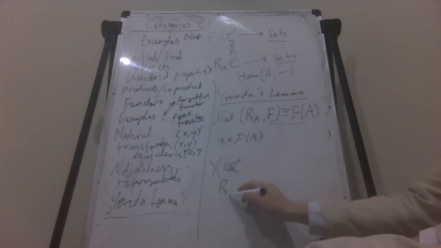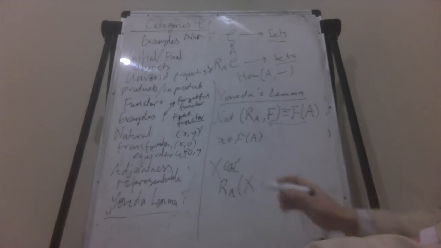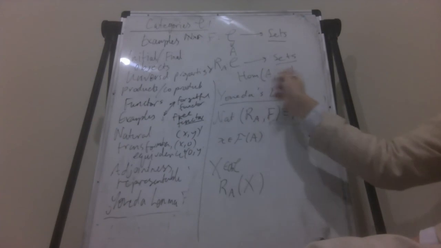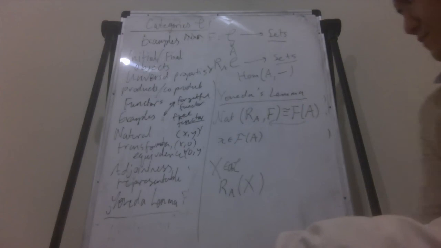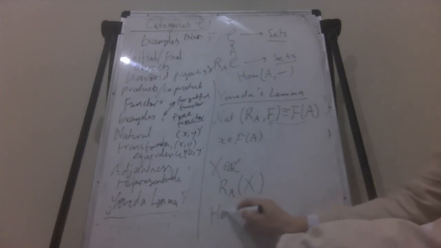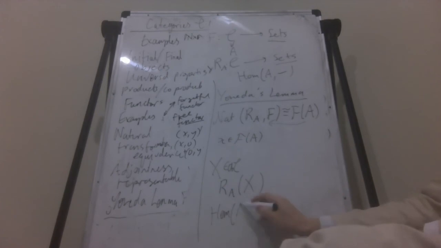R of A of X, yeah? What's R of A? It's this thing. Yeah, so it's a bit of a definition check. So R of A of X is just hom. So it's the functions from A to X, okay?